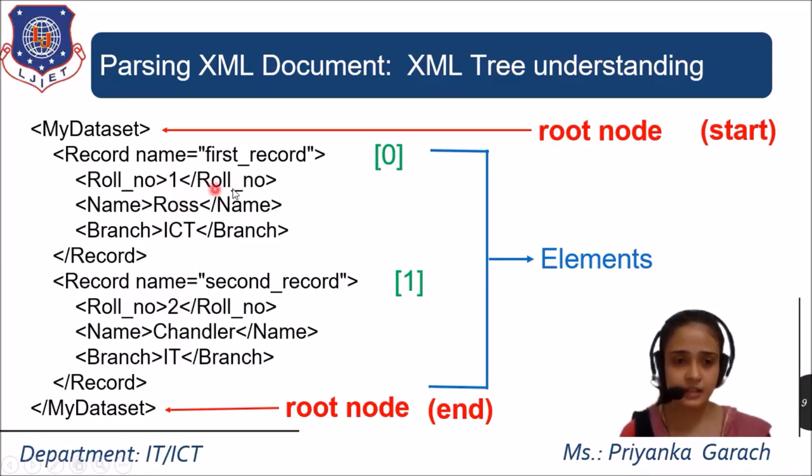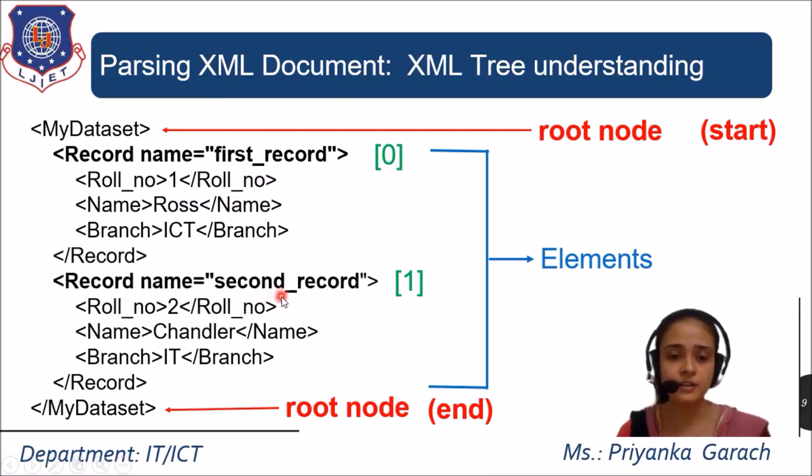Now this is the text between the tags. Now inside the tag, if you have an attribute like this, it is written as record space name equals first underscore record. So these are some values inside the tag, which I will call the attribute. Over here my attribute is name and its value is first underscore record. Over here also my attribute is name and its value is second underscore record, like this.